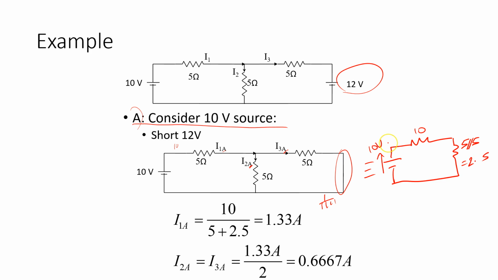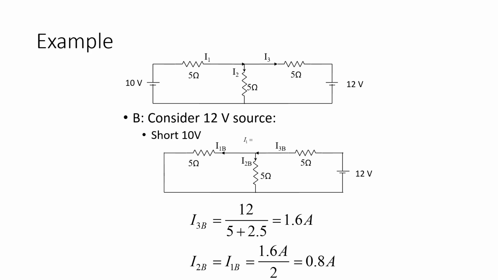So the current from the source is 10 over, this should be 5, 10 volts over 5 plus 2.5, which gives us 1.33 amps. So we have 1.33 amps flowing this way, and it splits between 2 5-ohm resistors. We could use our current divider, but since the resistors are of equal magnitude, it will essentially work out to be a half. So 1.33 divided by 2, and we get 0.667 amps for I2A and I3A. So we've worked it out for the first circuit.